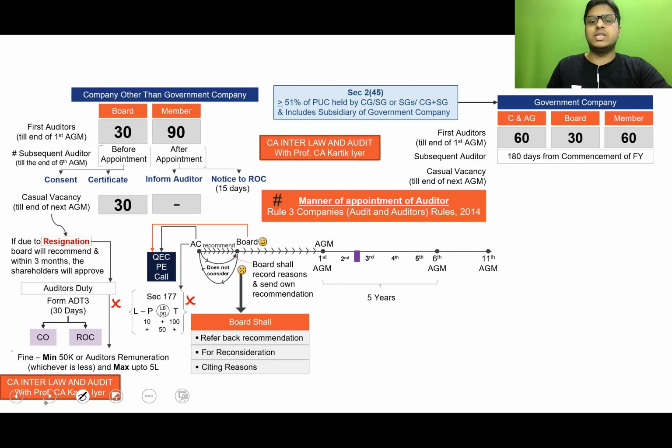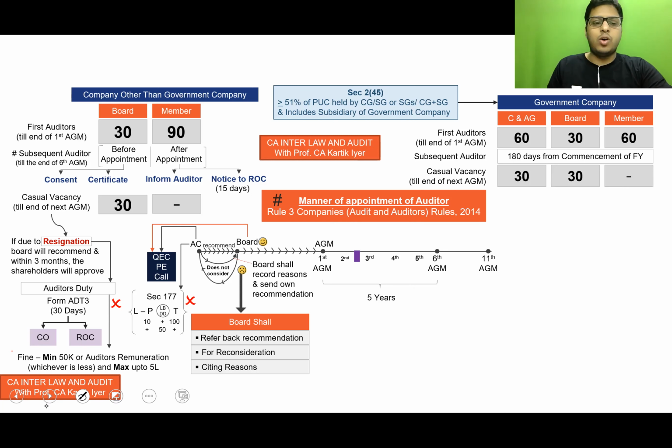So what about casual vacancy here? In the case of a government company, they are not distinguishing the casual vacancy into two parts. We don't say resignation or other than resignation. Whatever the situation, whether it is resignation or other than resignation, they are saying that another auditor to fill the casual vacancy till the end of the next AGM will be appointed by the CAG within 30 days. If the CAG doesn't appoint, then the board will appoint within the next 30 days. If the board also doesn't appoint, the board has to compulsorily appoint because members here don't have any power.